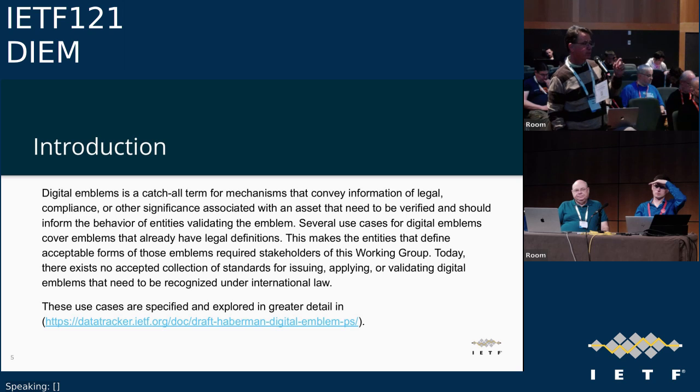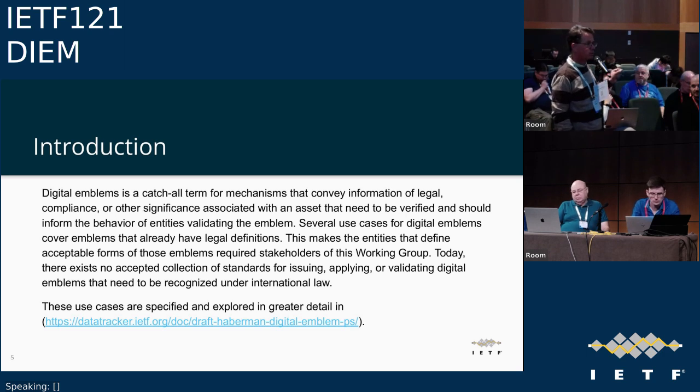If the presumption is that the driving use case is that set of emblems which are already recognized under international law, and particularly international humanitarian law, then any later rescoping to increase the scope to other kinds of attestations seems like a reasonable later thing to expand to. If you instead start with the idea that it's any collection of things that you issue, apply, and validate, provided that later somebody comes along and applies a legal standard to it, I think you end up in a worse situation, and very much what Peter was pointing out, right?